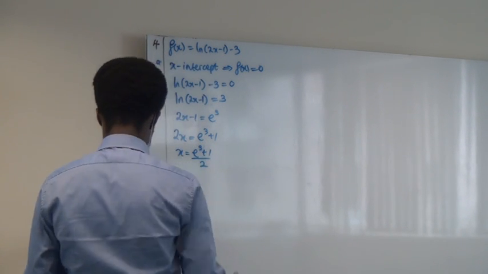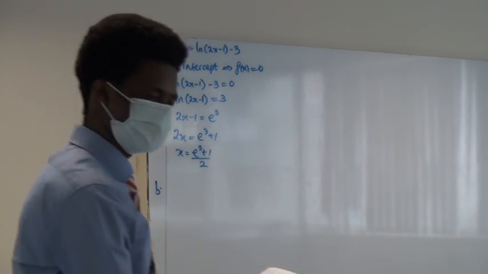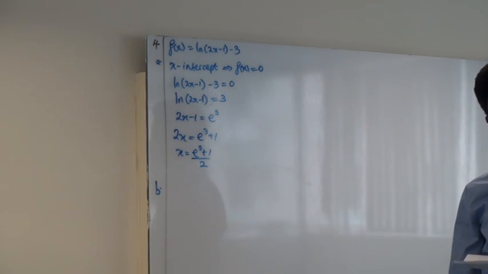The next question. B. Can f of 0 be found? Anyone? Can f of 0 be found? Why? Because if you put x is equal to 0, then you get -1 inside the log. It will be negative. So it is undefined, on the real line anyways.